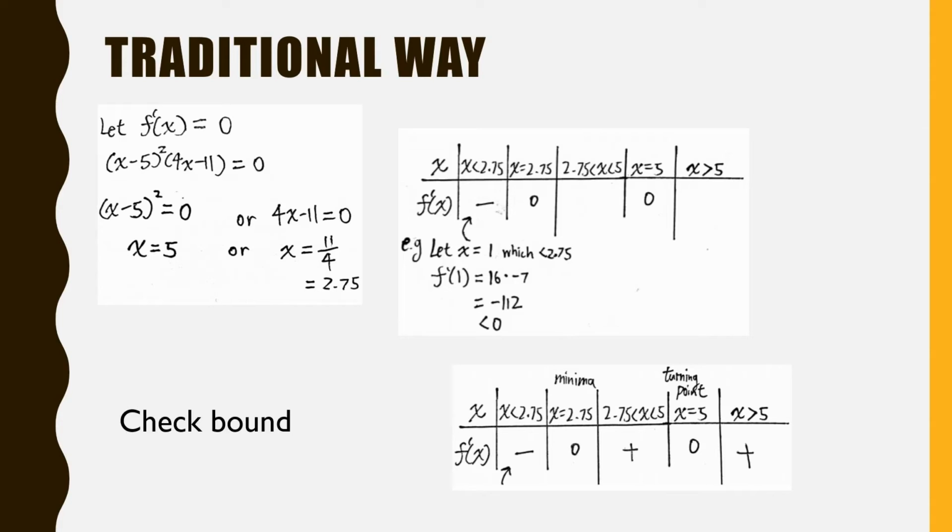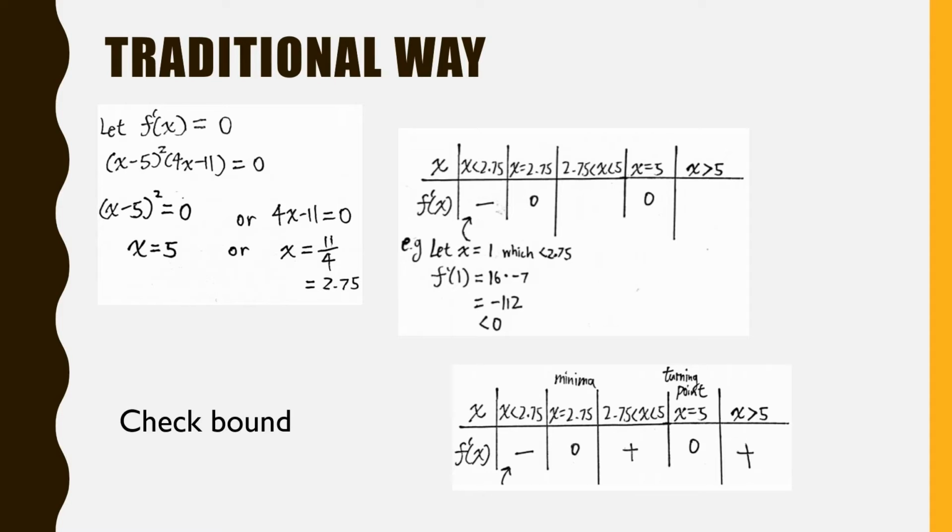For example, I let x equal to 1, which is smaller than one root, and the result of this is smaller than 0, so I know this is decreasing in this range, and I repeat this step twice so that I can fill all the boxes. Therefore, I can know one of these roots is a minimum and the other one is the turning point.